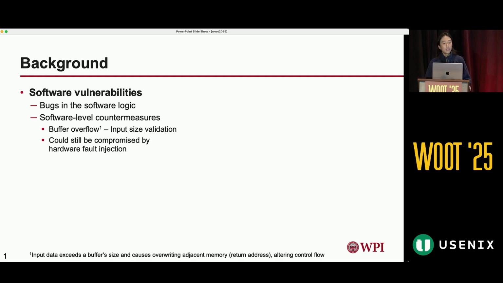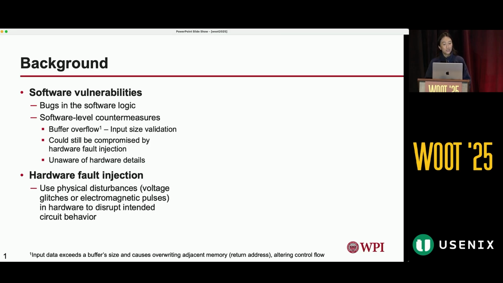Well, with software level countermeasures intact, this could still be compromised by hardware fault injection. One of the reasons is that the software level countermeasure is unaware of the hardware details. And what is hardware fault injection? Well, it uses physical disturbance such as voltage glitches in the hardware to disrupt the intended circuit behavior that is designed by the software. For example, we have this input size validation at the behavior level, and of course, after compiling that, we have the assembly that also allows us to visualize this software countermeasure.